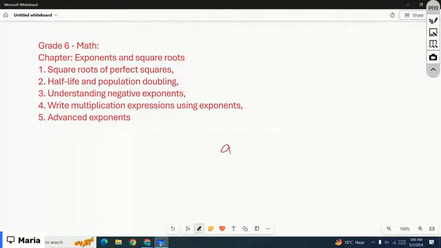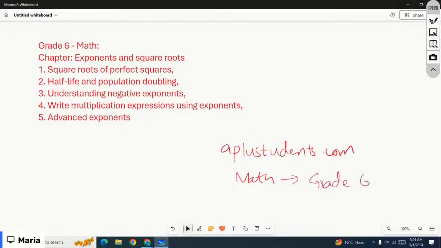You can find all the lessons on aplusstudents.com. You have to log in there using your email address and the password provided by the administrator. Then you have to select math from the subject tab. Scroll down to grade 6 and then click on view all lessons. There you can find a list of the chapters. We're going to start with the chapter exponents and square roots.